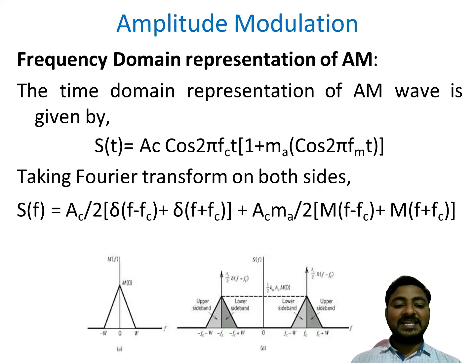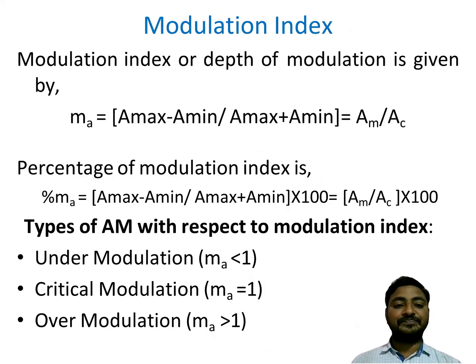So the first signal is the frequency representation of the message signal. The message signal has amplitude m, upper frequency fm, and lower frequency minus fm. Next, the amplitude modulated signal in the frequency domain: the upper sideband frequency is fc plus fm, the lower sideband frequency is fc minus fm, and the carrier frequency is fc. Next, modulation index.